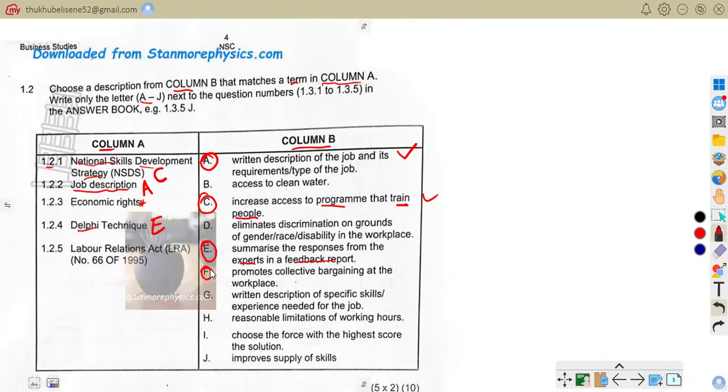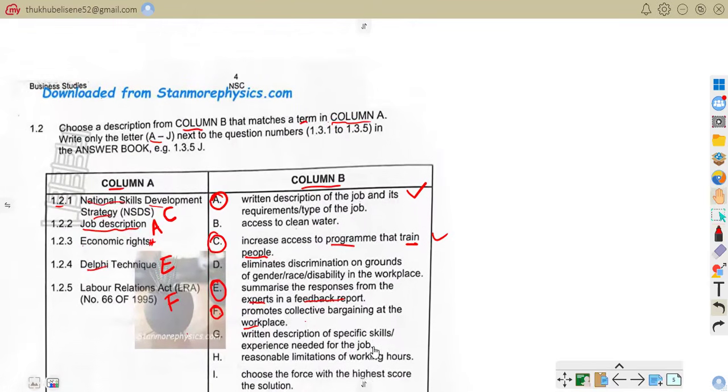F is a correct answer. Promotes collective bargaining at the workplace. We know labor relations promotes collective bargaining at the workplace. So the correct answer there is F. So that's all with 1.2. So let us move on to section B.